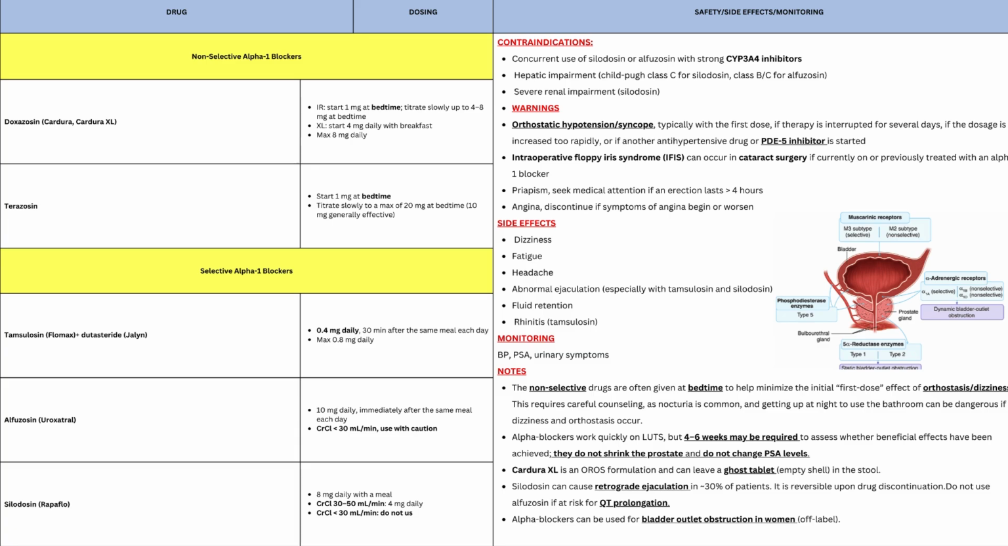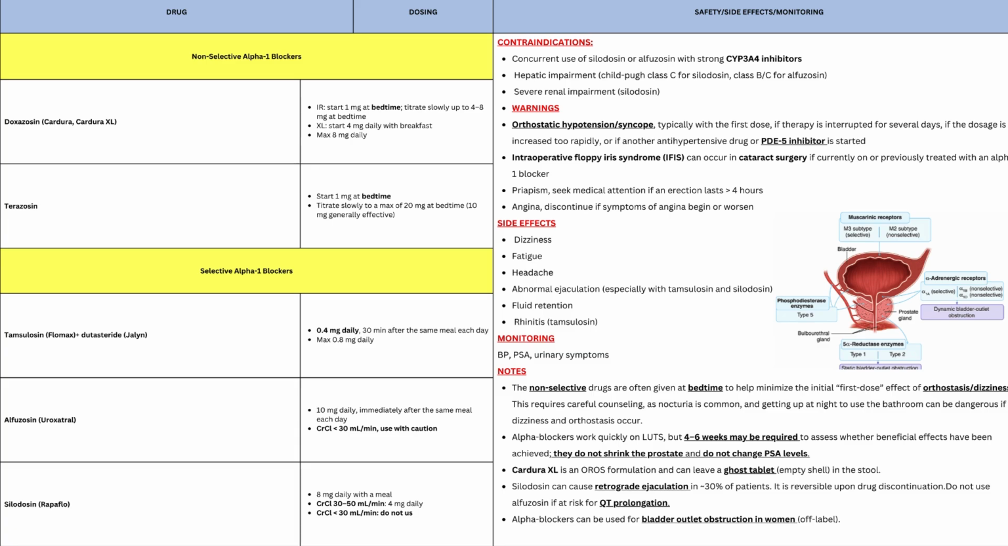Under alpha blockers, there are selective alpha 1A blockers and non-selective alpha 1 blockers. The non-selective alpha 1 blocker examples are doxazosin and terazosin. Doxazosin is branded as Cardura or Cardura XL. For immediate release preparations, start at 1 milligram at bedtime, titrate slowly up to 4 to 8 milligram at bedtime. And coming to the extended release drugs, start at 4 milligram with breakfast and the maximum dose is 8 milligram daily. And coming to terazosin, start at 1 milligram at bedtime, titrate slowly to the maximum of 20 milligram at bedtime. A dose of 10 milligram is generally effective.